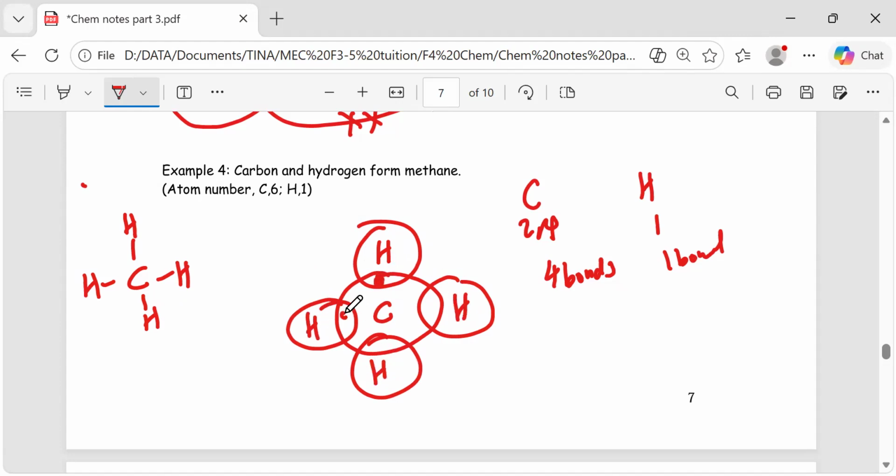Okay, so 1, 2, 3, 4, 5, 6, 7, 8. Do you get it correct? So this formula is CH4. This is called methane. Methane is your cooking gas, in your gas stove at home. Can you understand?